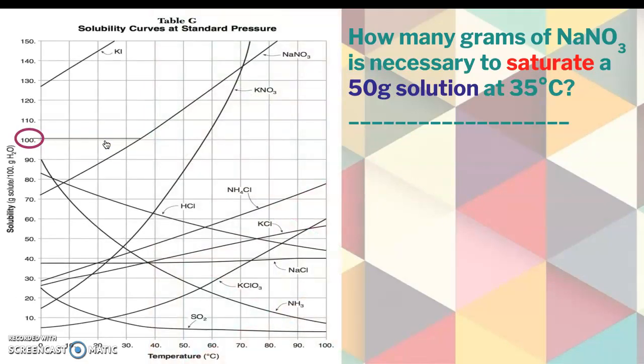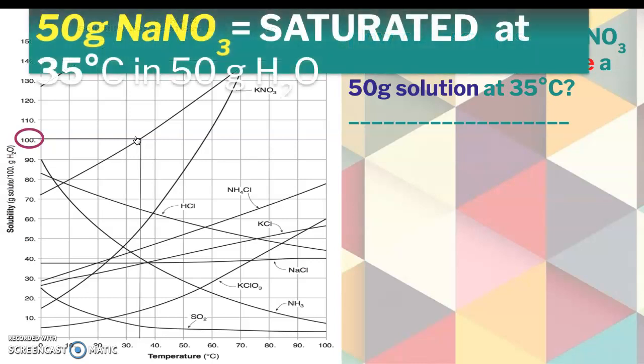How many grams of NaNO3 is necessary to saturate a 50-gram solution? So our Table G is based on a 100-gram solution. So if they're asking us for a 50-gram solution, you would just cut whatever answer you have in half. So at 35 degrees, we're at 100 grams, which we figured out in the last example. And I would just cut 100 grams in half, and that would be 50 grams of NaNO3 is saturated at 35 degrees Celsius in 50 grams of water.